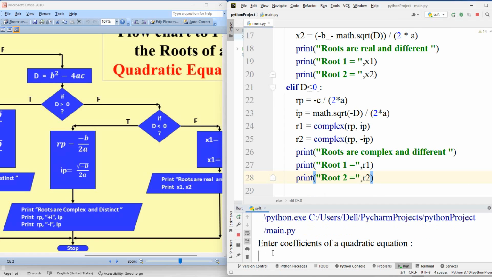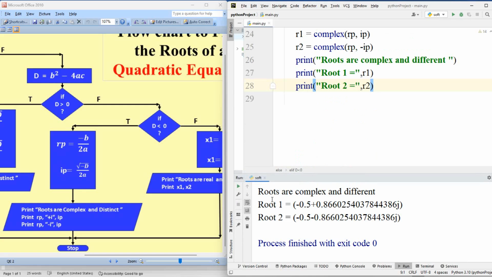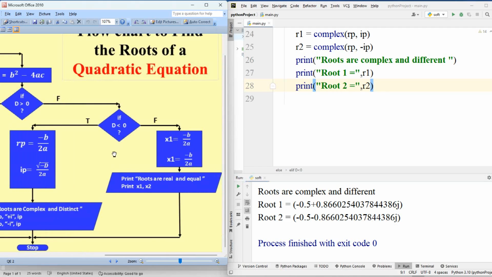Once again the a value should not be 0, so let us go for simple values 1 1 1. Right now we are expecting a complex number. You can see here we got roots are complex and different. Then let us move furthermore.